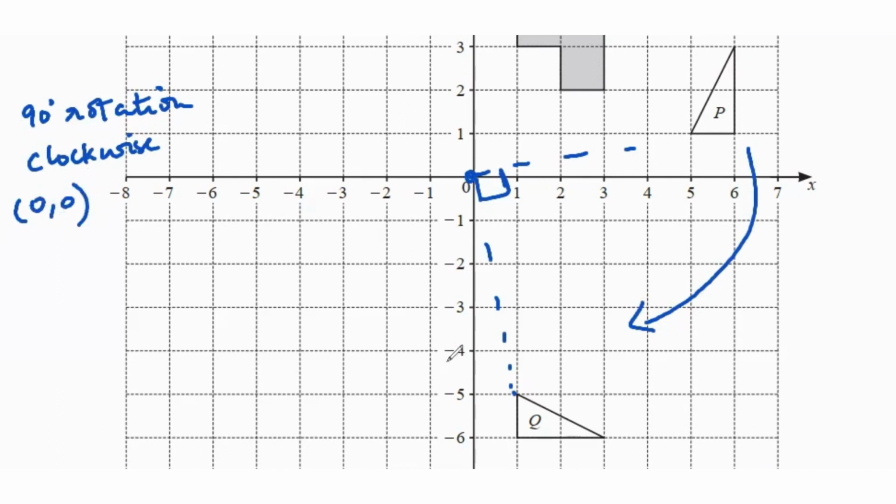Why 0, 0? Because if we compare the distance of this point and this point over here, it's 1 unit horizontally and 5 units vertically. Same over here, 1 unit horizontally and 5. Now over here, it's 5 units horizontally and 1 unit vertically. And the change is because of the change in direction. The horizontal and vertical distance switch.